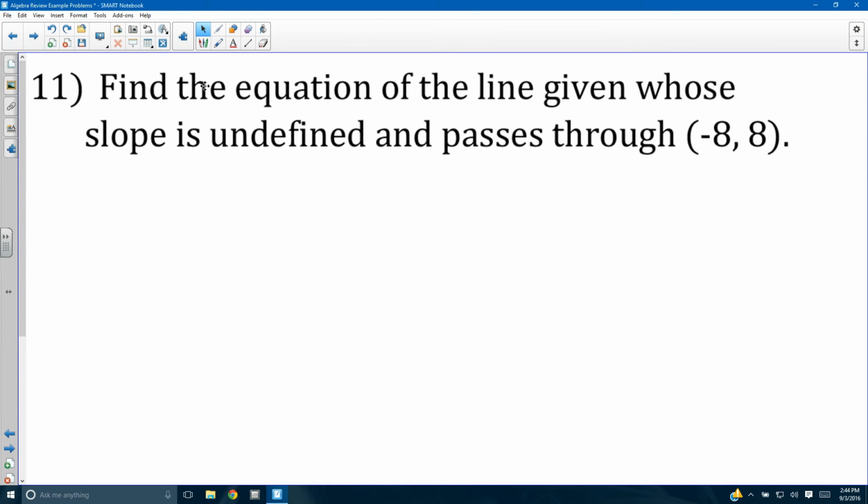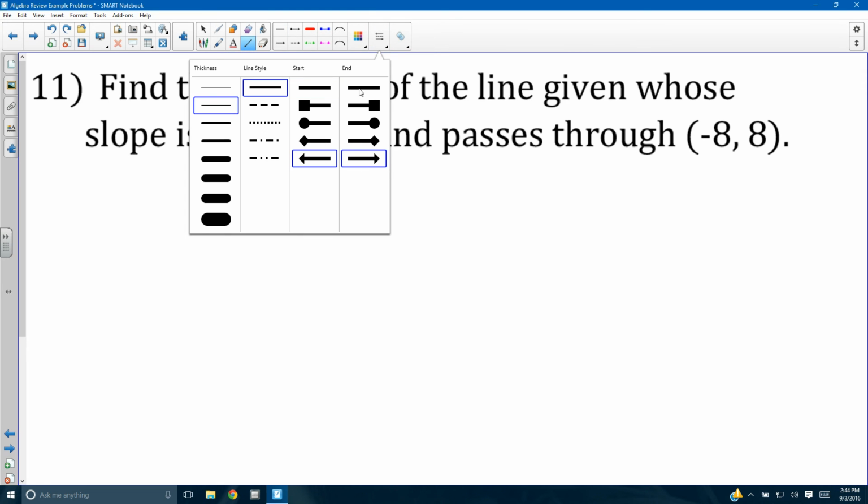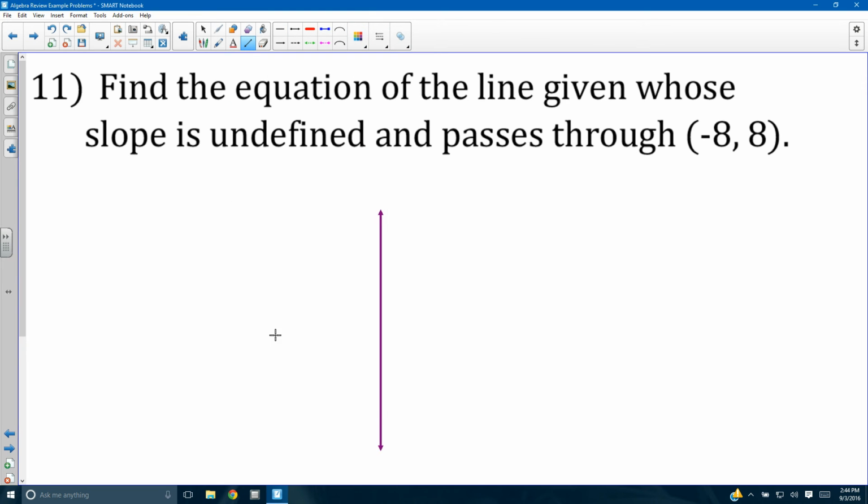Number 11, find the equation of the line whose slope is undefined and passes through negative 8, 8. Well, they didn't really give us a line. We could draw it if we wanted to, but we're just trying to find the equation of this line. Well, let me just show you what this looks like in a drawing, really. Maybe it helps make more sense of it here. Here's the point, negative 8, 8.